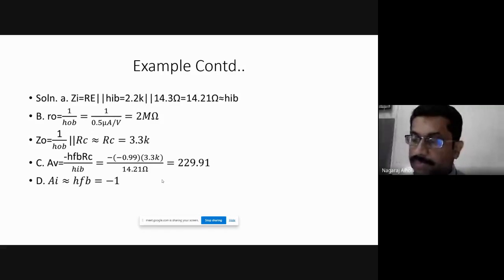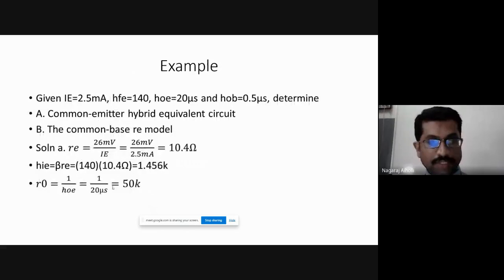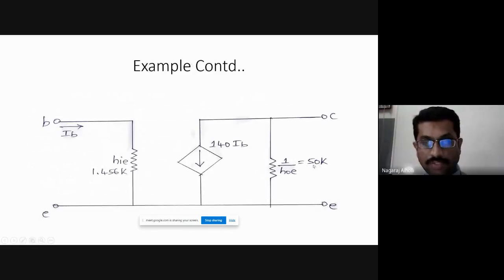1 upon HOE, that is 1 divided by 20 microsiemens. One upon 20 into 10 raised to minus 6. Take your calculator and calculate. Don't do it manually. How much are you getting? 50K, exactly, 50K. The value of output resistance R naught is 50 kilo ohms. R naught is 1 upon 20 microsiemens, that is 1 upon HOE, which will be 50 kilo ohms, right? Write down here, 1 upon HOE is 50 kilo ohms, okay? This is the common emitter hybrid equivalent circuit.